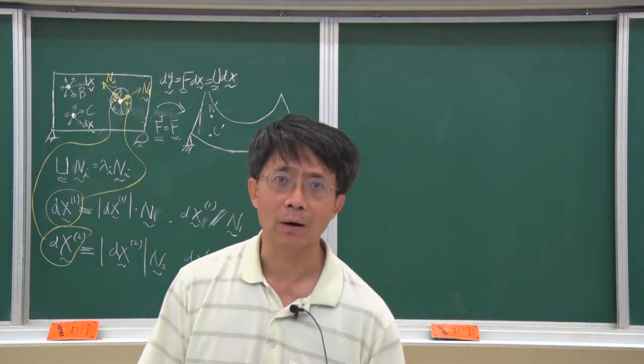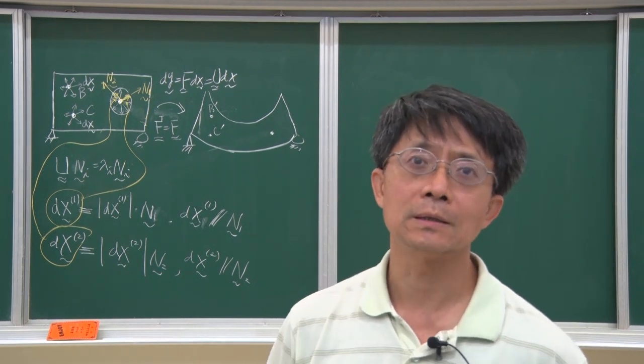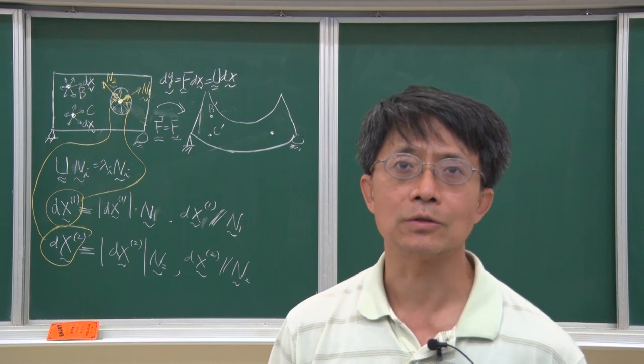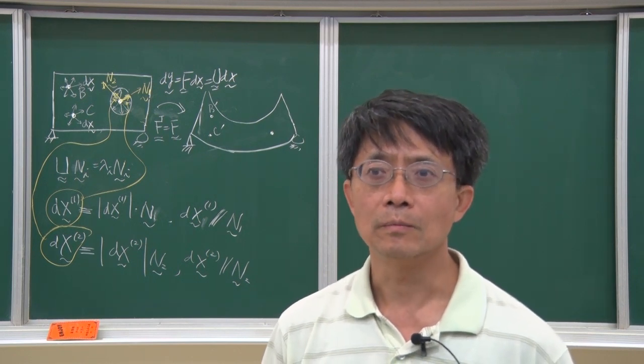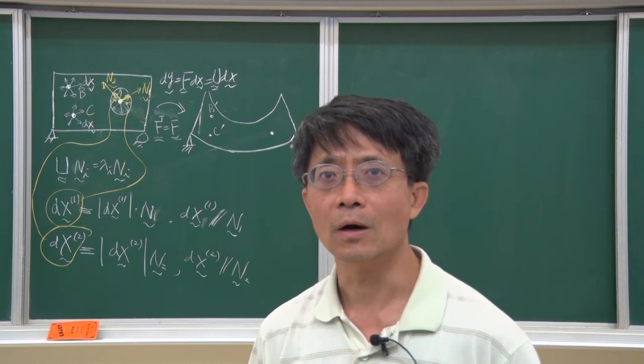What will be the result? I tell you the result in advance. The result is that these two material lines won't change their direction after the deformation. And this means that there's no rigid body rotation. Okay, I show you.